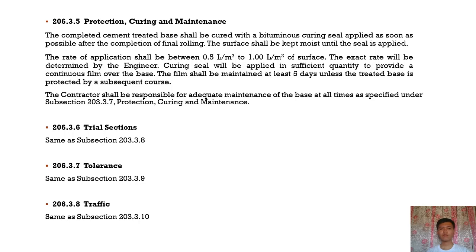The contractor shall be responsible for adequate maintenance of the base at all times, as specified under subsection 23.3.7. Next is trial sections. It is the same as subsection 23.3.8, which stated that trial sections for stabilized base shall be constructed at least 2 weeks before actual base construction. Next is tolerance. It is the same as subsection 23.3.9, which stated that the stabilized base course shall be laid to the design level and transverse slope shown on the plans.